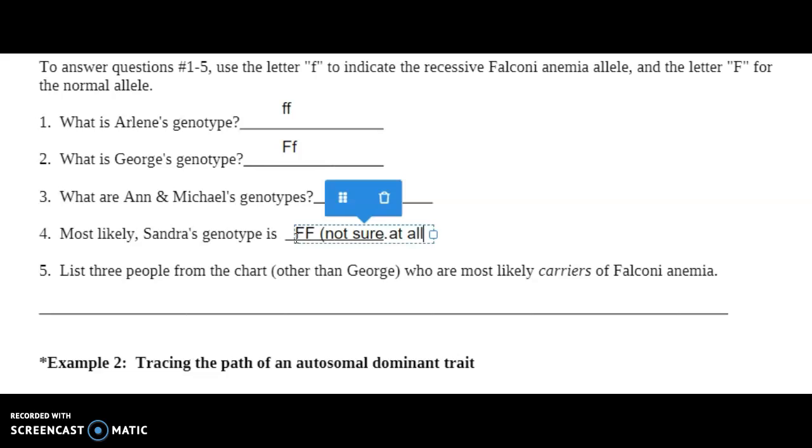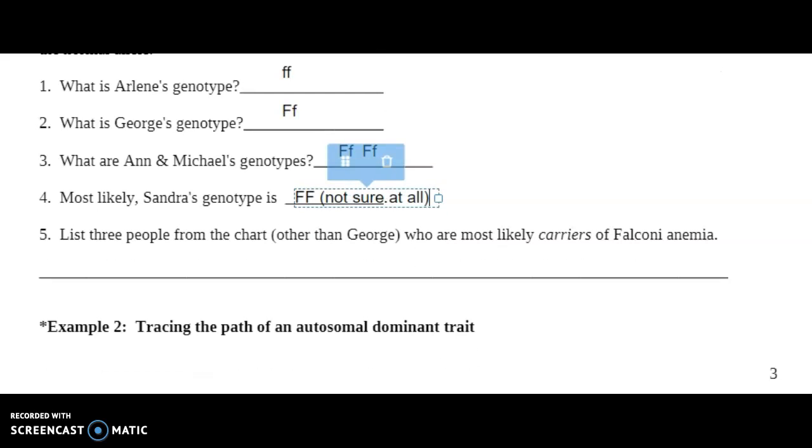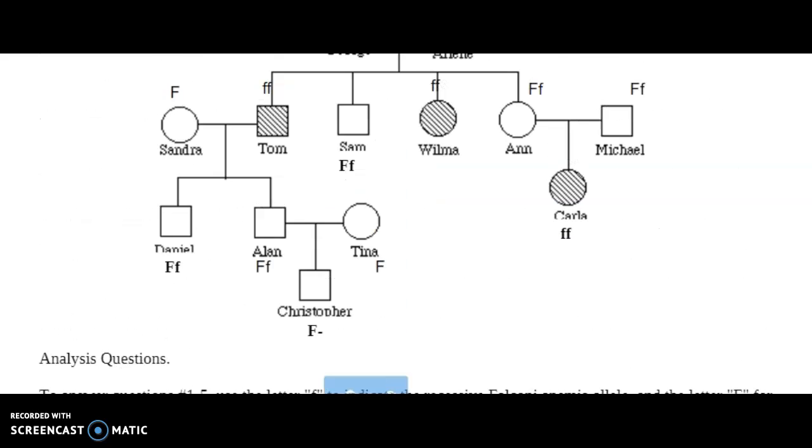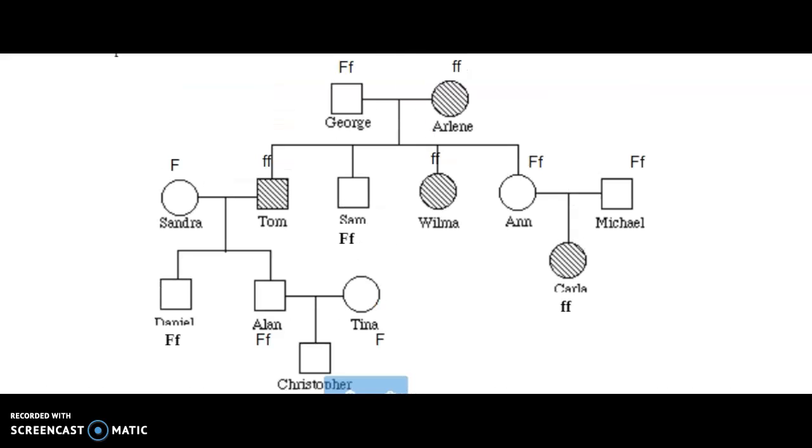She could be big F a little bit. As long as she's got that one big F, she could make 2 babies with a big F. So list 3 people from the chart other than George that are most likely carriers of Fanconi anemia. That means they would show the dominant trait but still have a gene that they could pass on. So Sam would be a carrier, Ann would be a carrier, Michael would be a carrier. So Sam, Ann, and Michael.